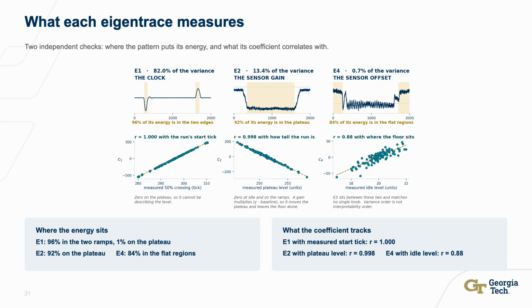E2 against the measured plateau level, 0.998. E4 against the measured idle level, 0.88. Two independent lines of evidence pointing the same way in each case: where the energy sits and what the coefficient tracks. That is enough to name them. E1 is the clock, E2 is the sensor gain, and E4 is the sensor offset.